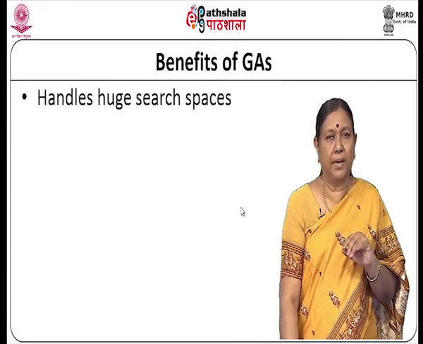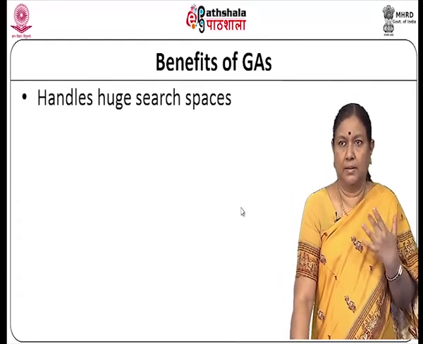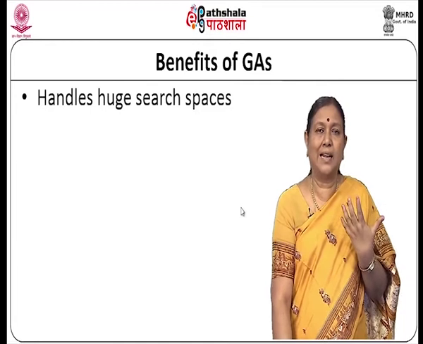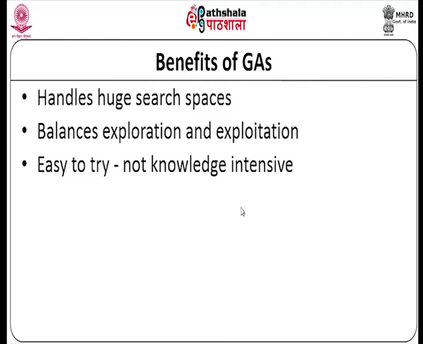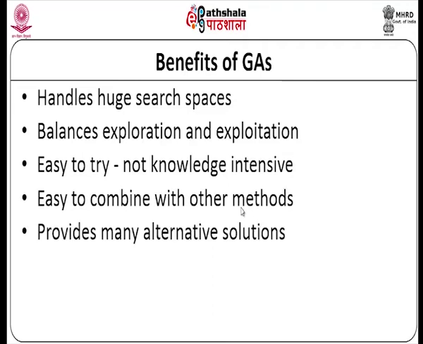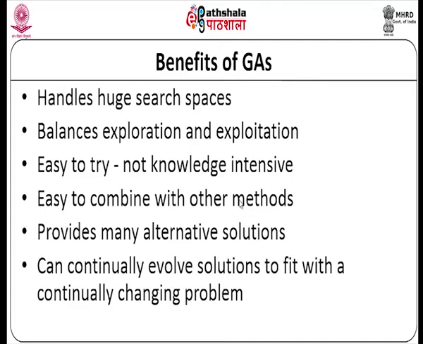Now, let us look at some of the benefits of genetic algorithms. It handles huge search spaces, it balances exploration and exploitation. It is easy to try because you do not have to have any knowledge, you just take randomly some sort of solutions and you start off, and it is easy to combine with other methods, which we again and again said. It provides many alternative solutions. Okay. It is not that you get only one solution, at the end of the iterations you may get a set of individuals that are possible solutions, and it can continually evolve solutions to fit a continually changing problem. This is important as we go along.